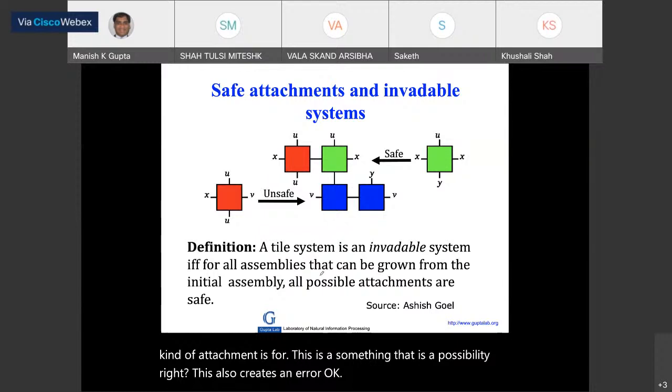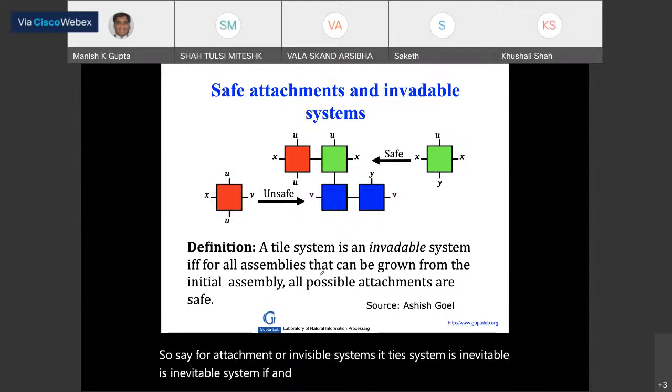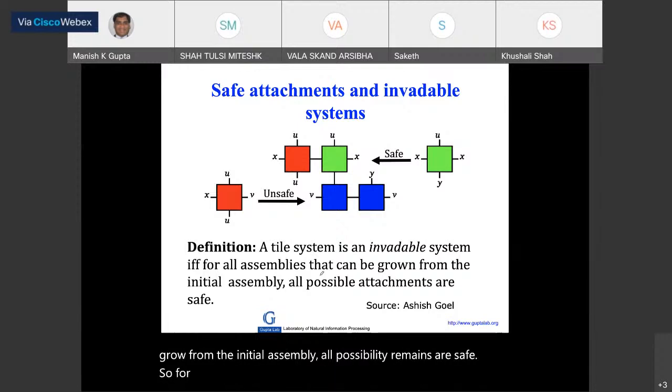So safe attachment or invertible systems: a tile system is an invertible system if and only if for all assemblies that can grow from the initial assembly, all possible attachments are safe. So for example, this is safe attachment. This is safe on the top, and this is unsafe attachment. Okay.